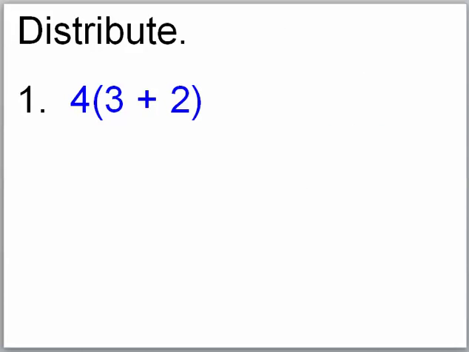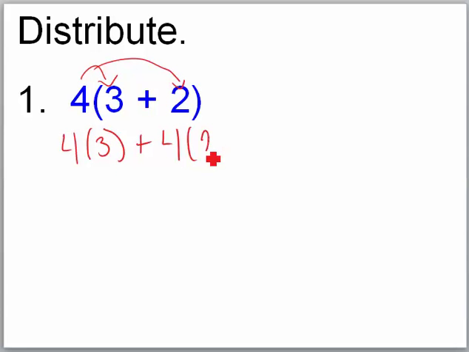Okay, let's do some distributing. So I'm going to do one, you'll do one, I'll do one, you'll do one. Okay, so here I'm going to distribute. So distribute this 4 to the 3 and the 2. So I'm going to do 4 times 3 plus 4 times 2. I get 12 plus 8. Now, why does this work? Well, 12 plus 8 is 20.